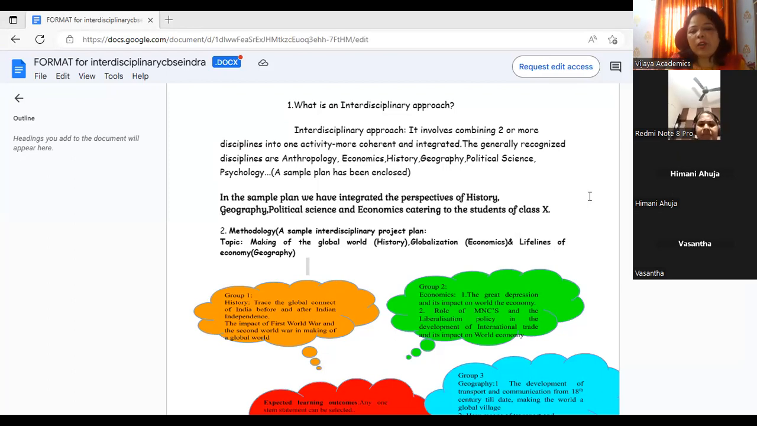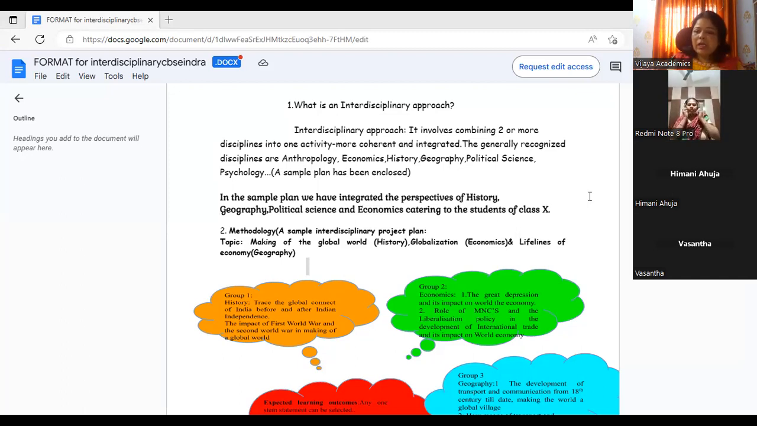First of all, we are going to see what the interdisciplinary approach is. The interdisciplinary approach involves combining two or more disciplines into one more coherent and integrated activity. Now, what is a discipline? A discipline means a part of that particular subject.